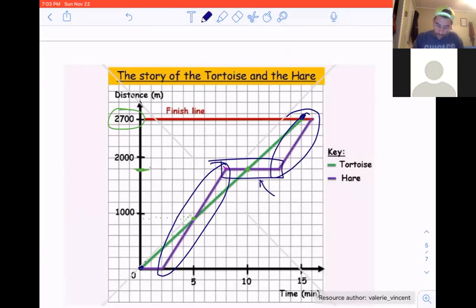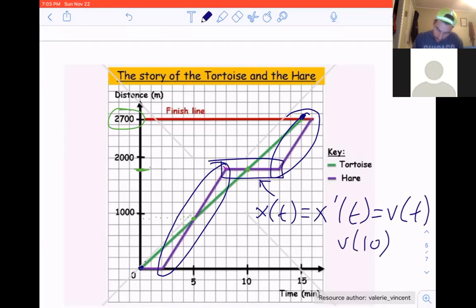That just means at that point, if I did x of t for position, and I said x prime of t, which is equal to its velocity at that point, we could say v of 10 right here equals 0. It's not changed. It's not moving at all. Its position is at the 1800-meter mark, but its velocity is 0.